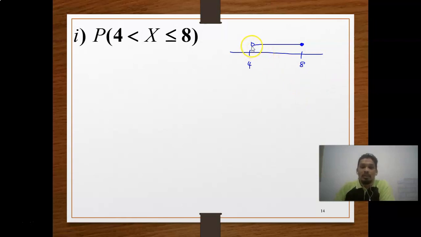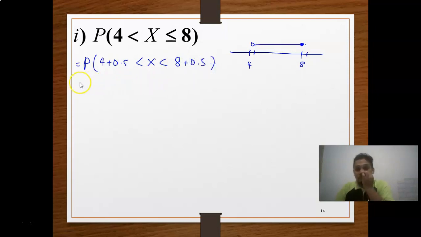Okay, x does not include 4, it's just x greater than 4. So then we add 0.5 here. And this one is included with 8, so then we add 0.5 here. So then it is 4 plus 0.5 and 8 plus 0.5, equal to 5 plus 0.5 is 5.5, and this one is 8.5.